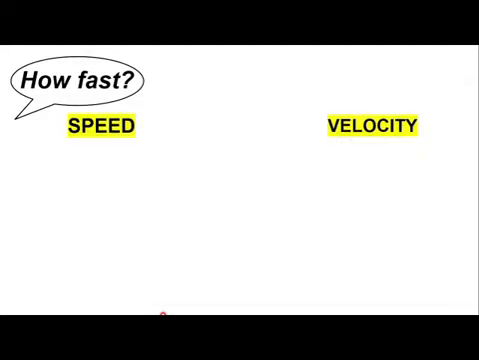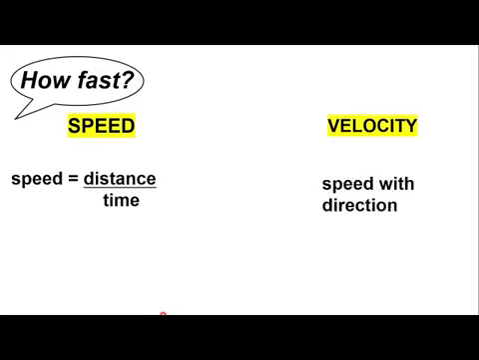Another way of describing motion is to determine how fast the object moves. Gaano kabilis o kabagal ang pagtakbo o pagkilos ng isang bagay. Speed and velocity are the quantities involved here. Speed tells us how far an object moves in a given time interval. So the equation is speed is equal to distance traveled divided by the time. On the other hand, velocity is speed with direction.